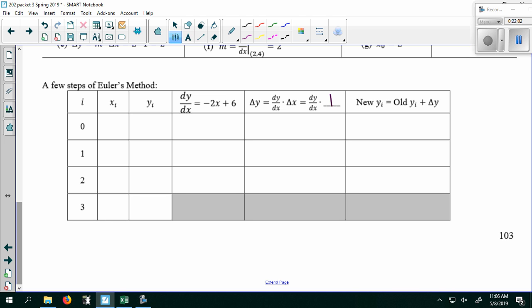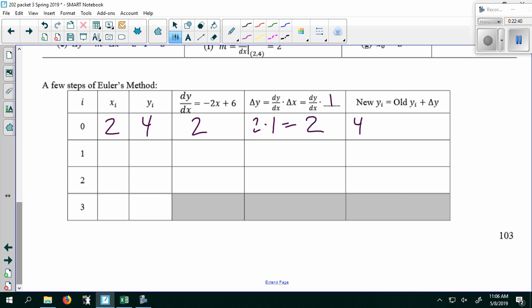Okay, so my i's are changed. These are my i values. So x0, y0, that's your initial condition. 2, 4, that's what we were told. 2, 4 is a point on the solution curve. The slope at that point, you plug 2 and 4 into the slope equation, and you get 2. -2 times 2 plus 6 is 2. And then your delta y, that's your slope times your delta x, which is 2 times 1, which is 2. Delta y is 2.